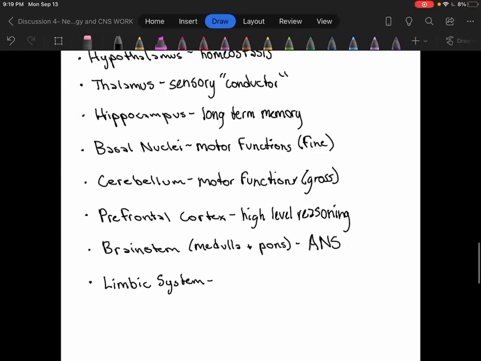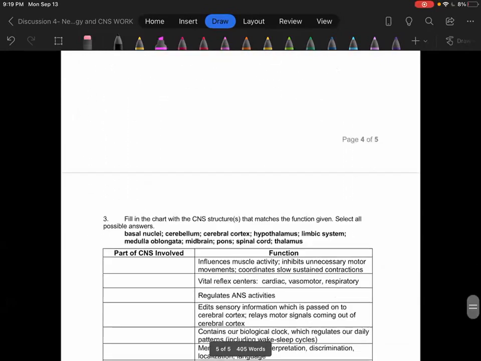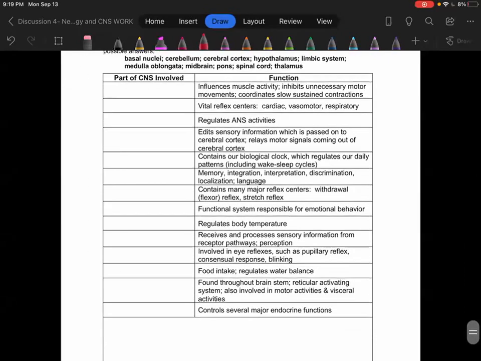And then lastly, we have the limbic system, which deals with emotions and a little bit with memory, but mainly emotions. So I'm just going to put a little star because I don't want you to get that confused with the hippocampus, but it has a little bit of function with memory. All right, so with that, we can fill in this chart.